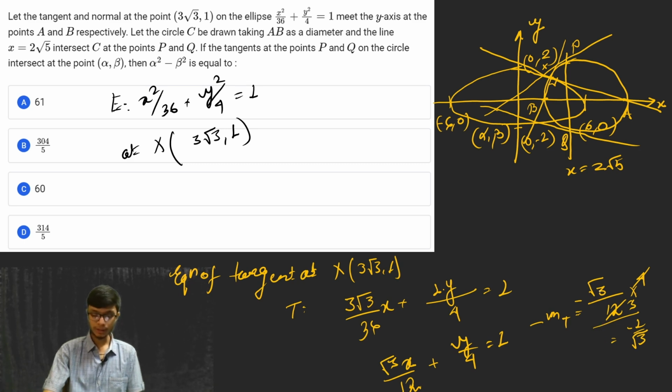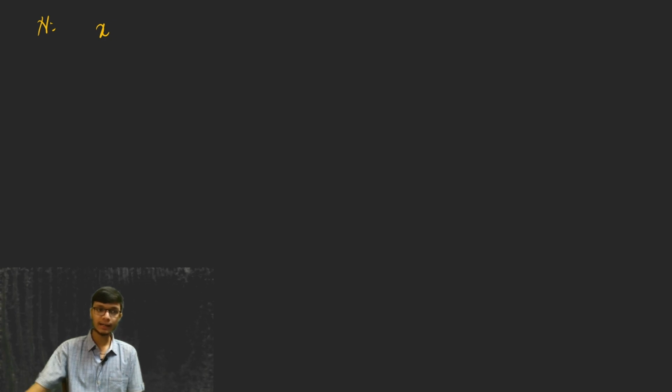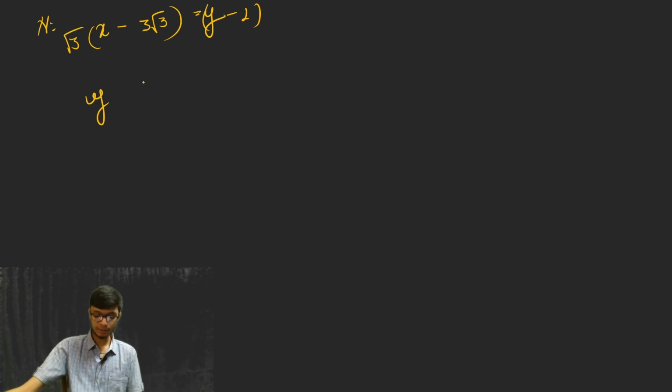So from there you can directly write the equation, with a slope of root 3, that is root 3 equals y minus 1 over x minus 3 root 3. From here you get the equation of the normal. If you solve this, you can also do it yourself.